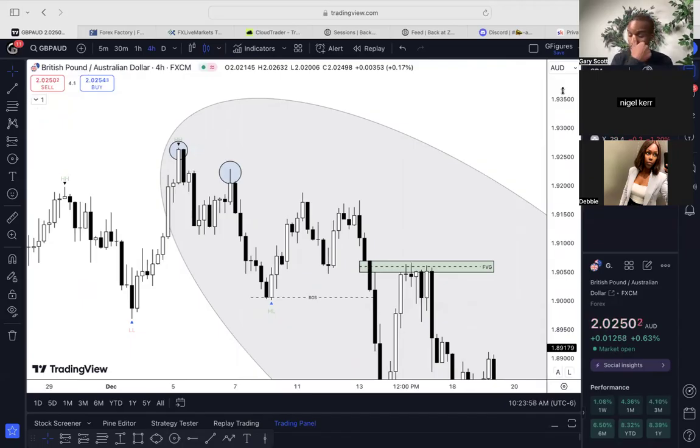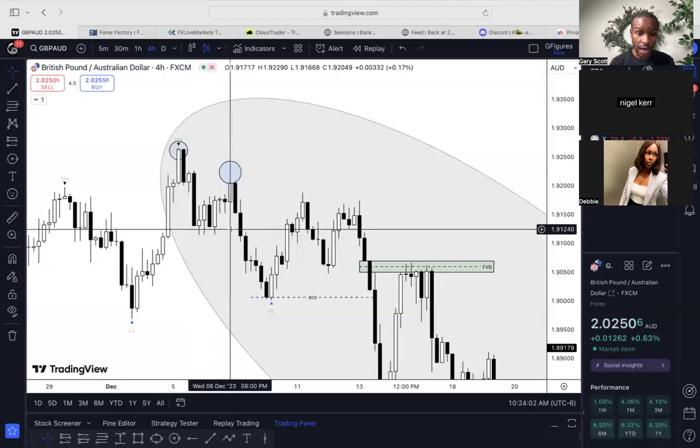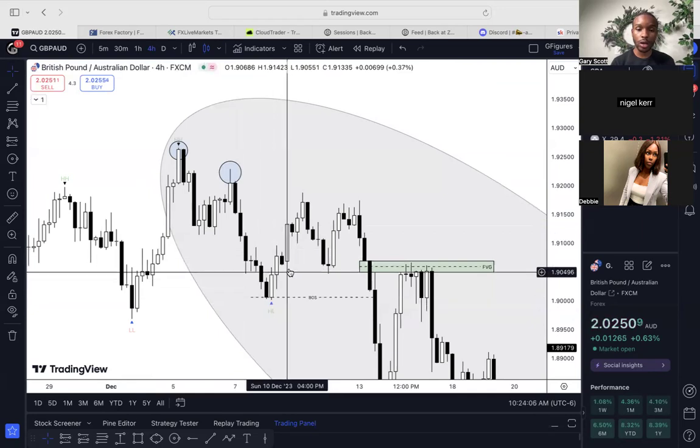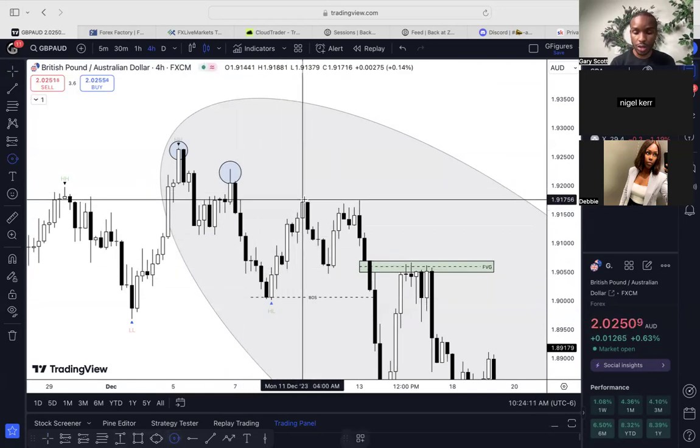A double top. There we go. That's a double top pattern. And this is the neckline of the double top pattern. What ended up happening? Price created a higher low standpoint. It came back. And what did it also create at this particular standpoint?